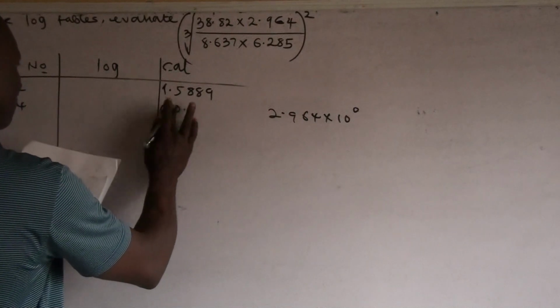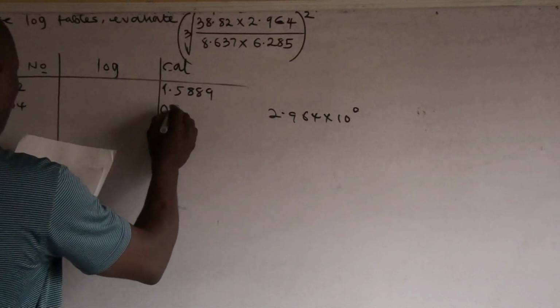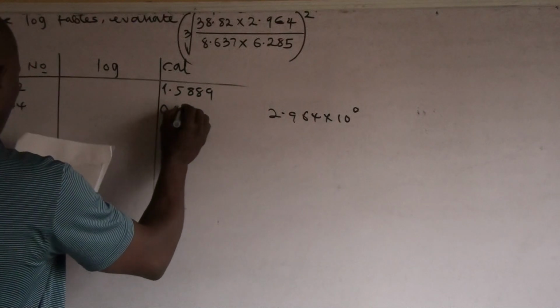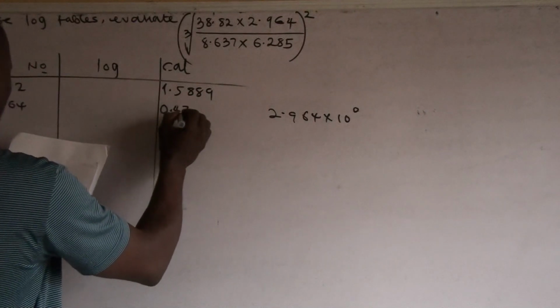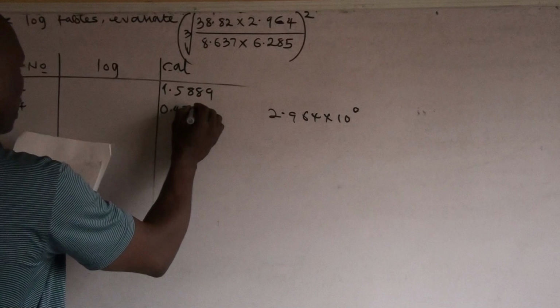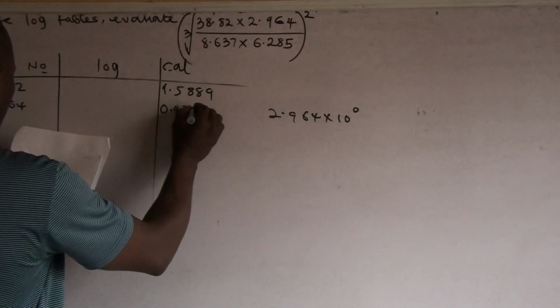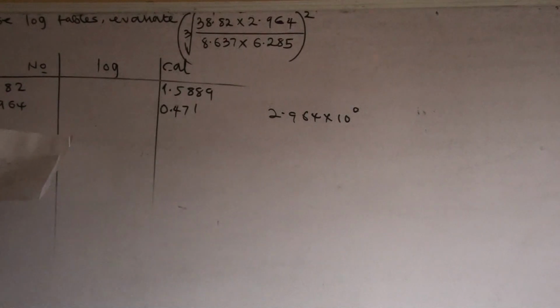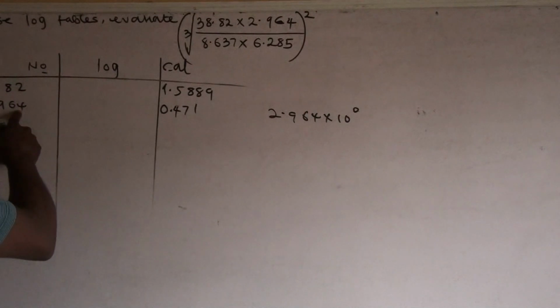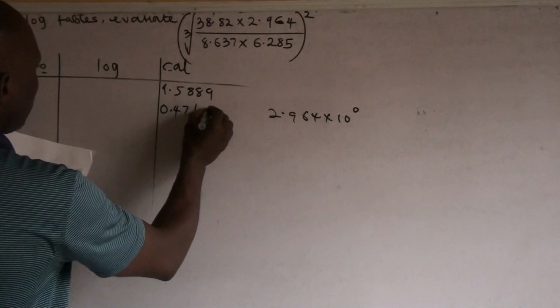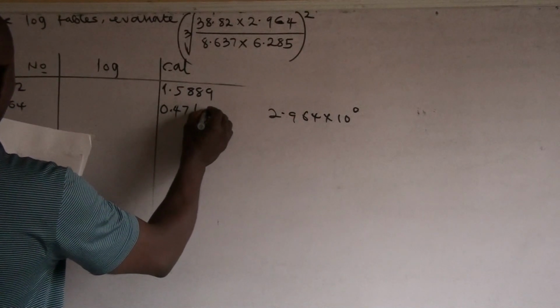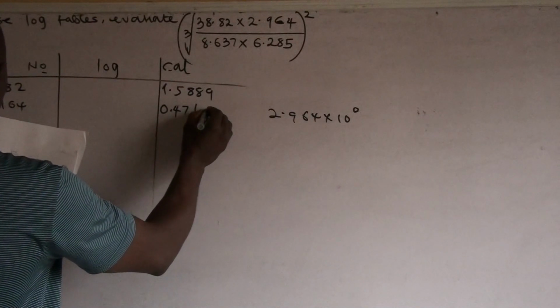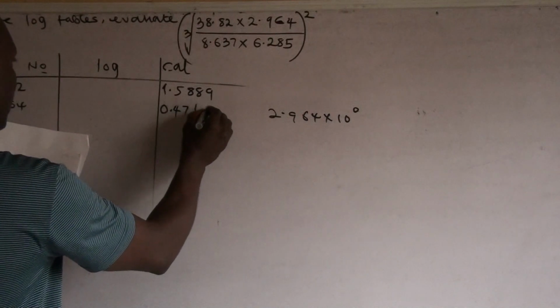The logarithm table will help us do that, and if we do that, our result here is 0.4713, and difference 4 is 6. If we add it to it, that will give us 0.4719.